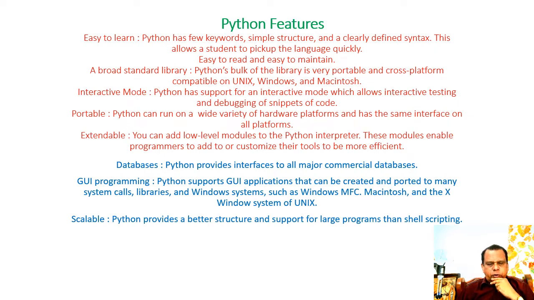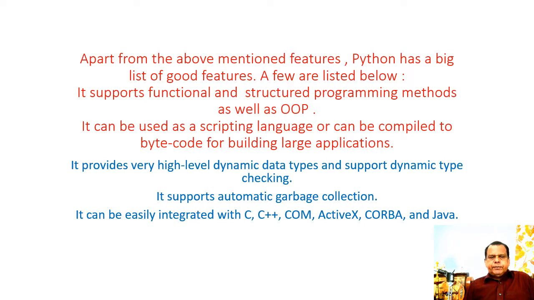Scalable. Python provides a better structure and support for large programs than shell scripting. Apart from the above mentioned features, Python has a big list of good features. A few are listed below. It supports functional and structured programming methods as well as OOP, object-oriented programming. It can be used as a scripting language or can be compiled to bytecode for building large applications.